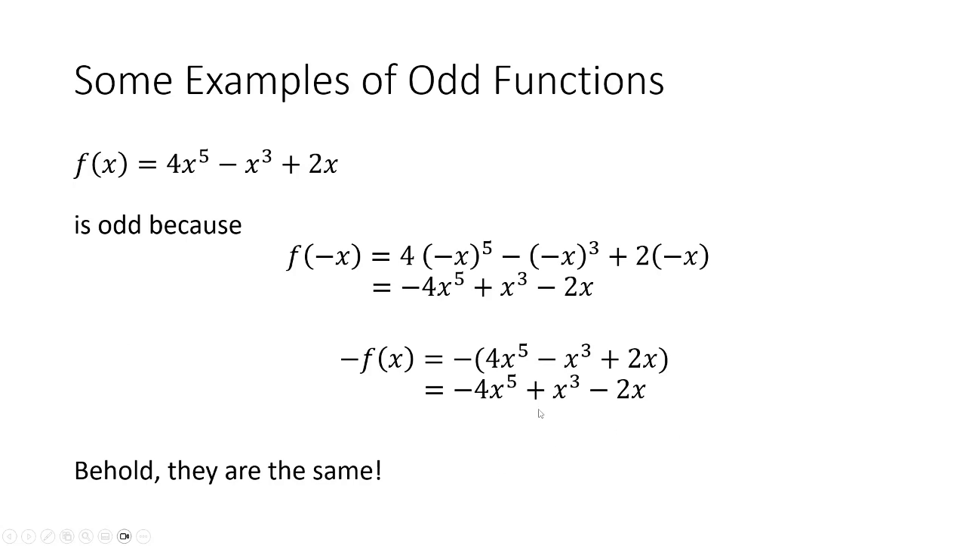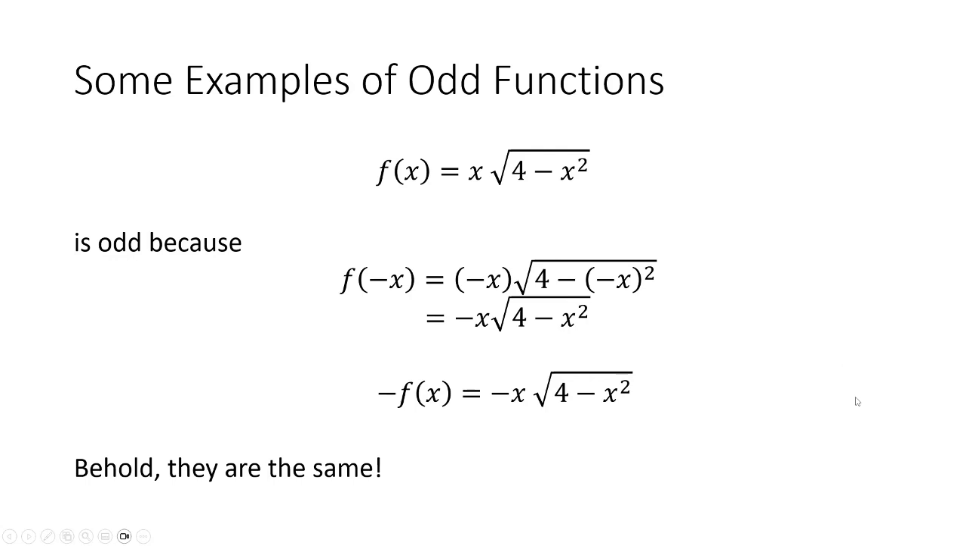Now notice something interesting about this function. This function is a polynomial, and all the powers on all the x's are odd numbers. x to the power 5, that's an odd number. Power 3, that's an odd number. And power 1, that is an odd number. And it's examples like these, polynomials with odd powers, that gave rise to this name odd to describe functions that have this kind of property.